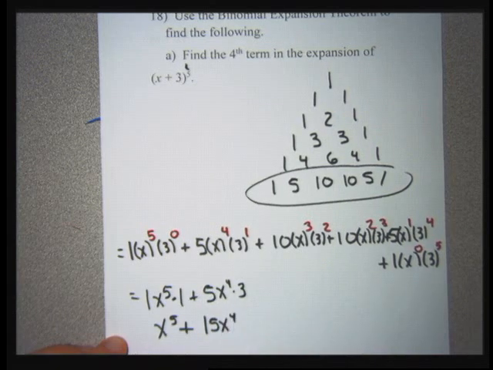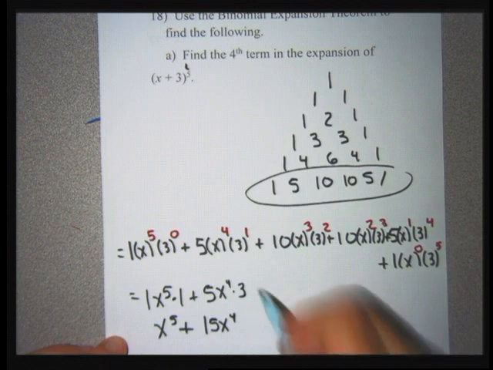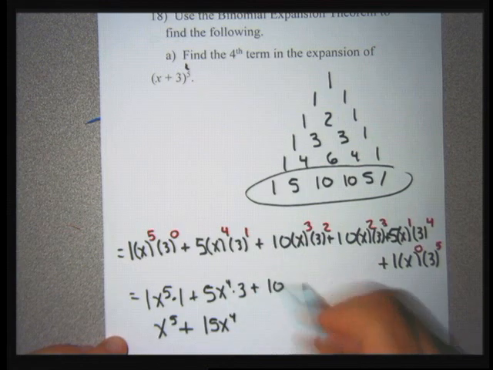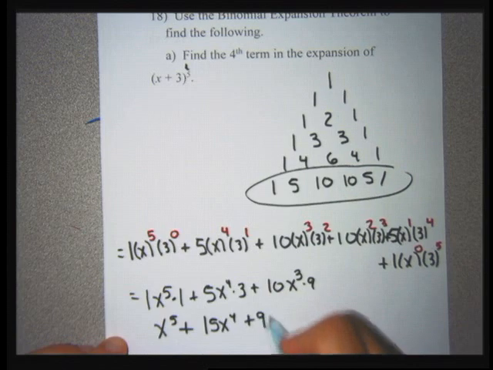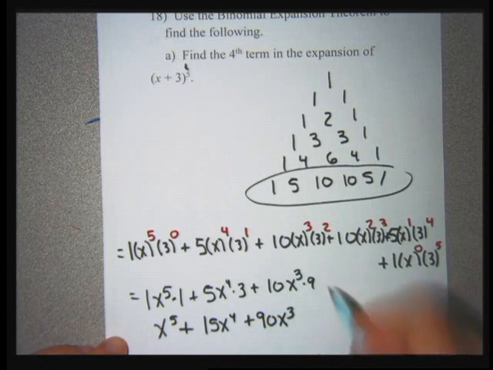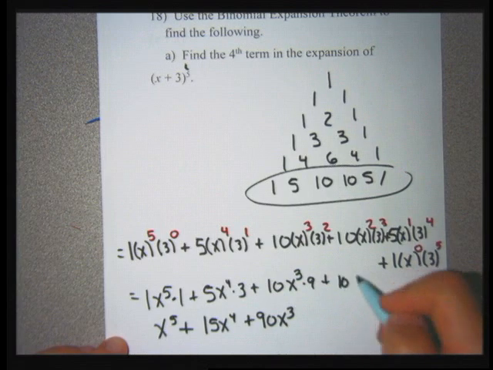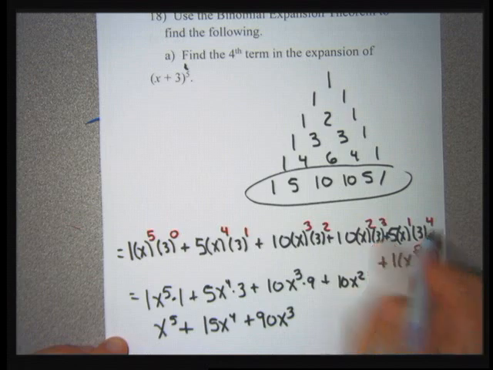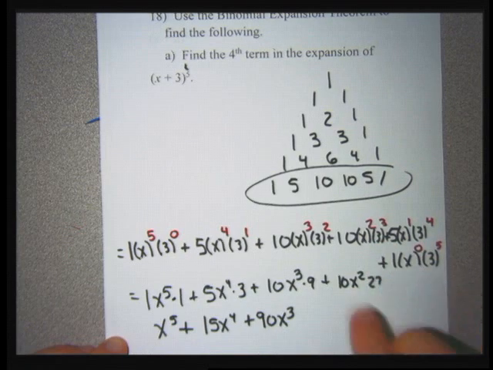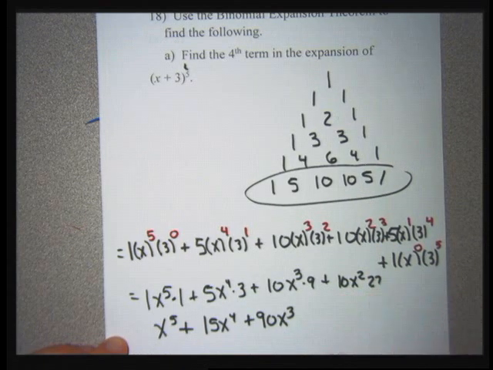The third term in my expansion is going to have a 10, an x cubed, and 3 squared is 9. I'm going to multiply the 10 and the 9 and get 90x cubed. The fourth term in my expansion has the 10. It's going to have an x squared, and it's going to have a 3 cubed, and a 3 cubed is 27. I'm going to multiply the 10 times 27 and get 270.